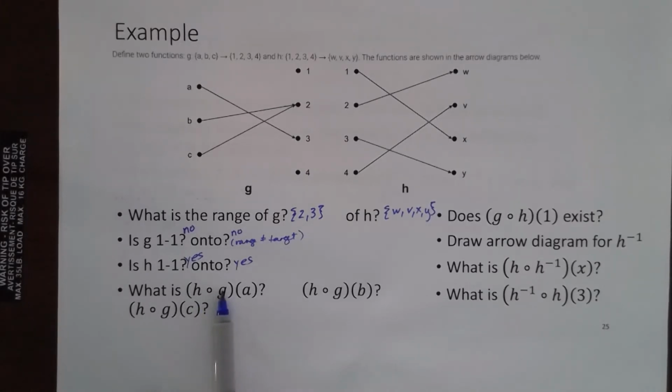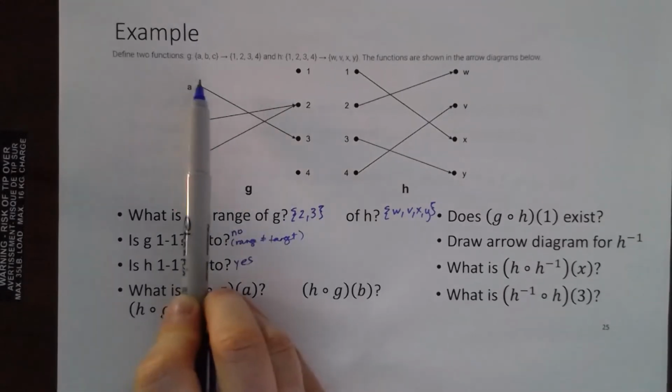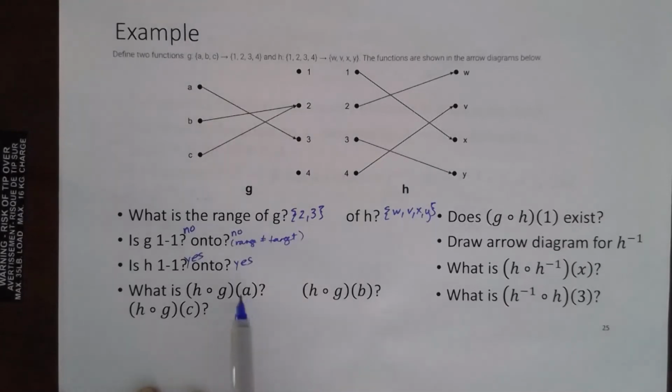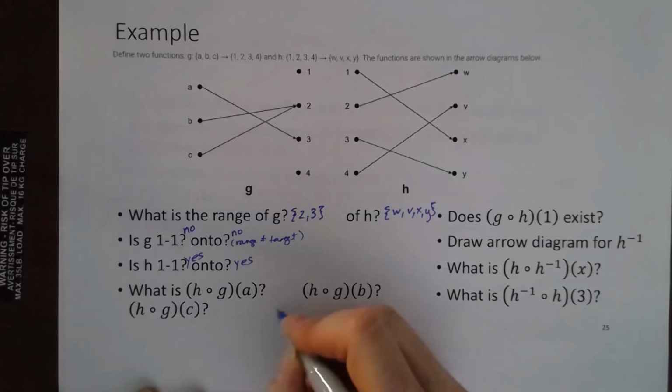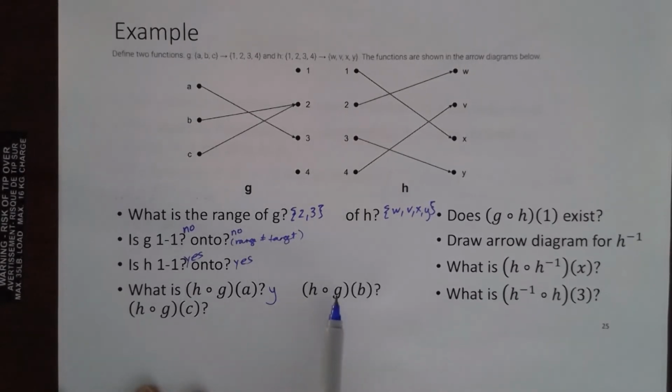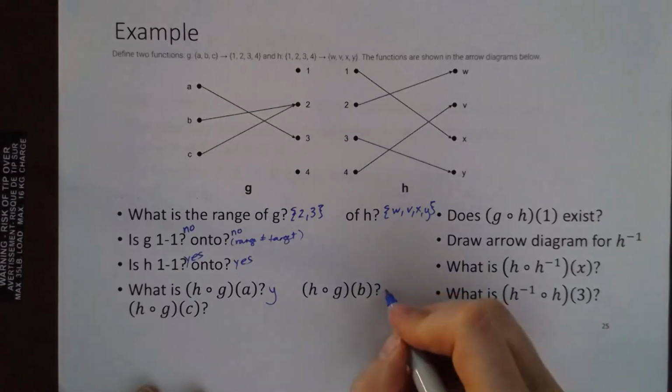So we're going to do G and give it input A. We go to G, give it input A, and it maps to 3. Then we take the 3 and give it to the H function. When we give 3 to the H function, what is the output going to be? Y. Okay. How about H of G of B? G of B is 2, and then H of 2 is W.